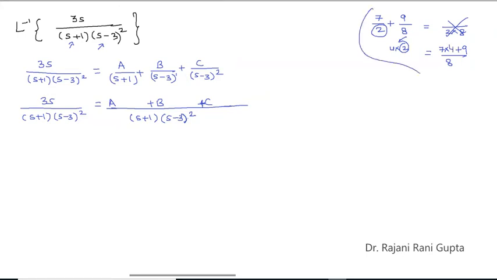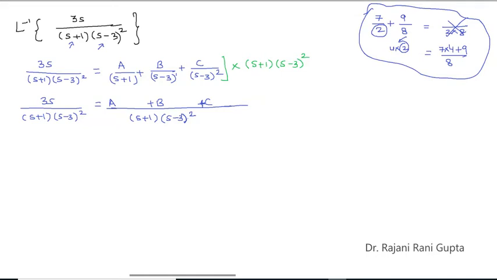It is easy when you deal with numbers. When you deal with variables, it is a bit confusing if you don't do it carefully. So for that we will use the method that I explained earlier. Now this is the denominator. We multiply the whole term with s plus 1 into s minus 3 power 2.